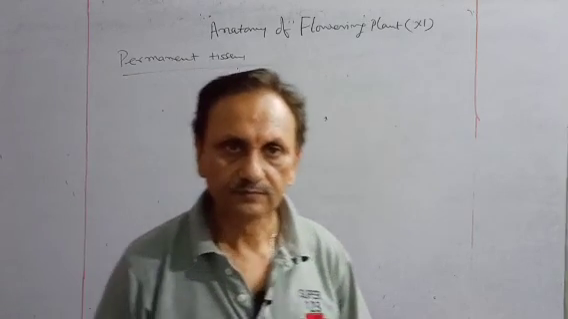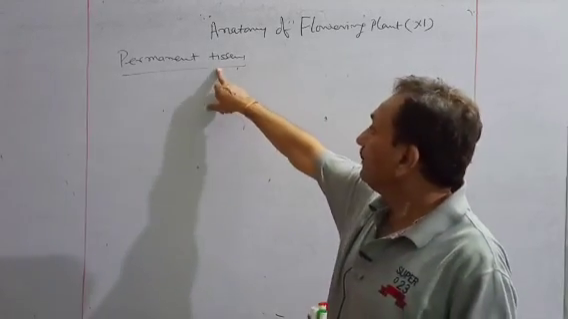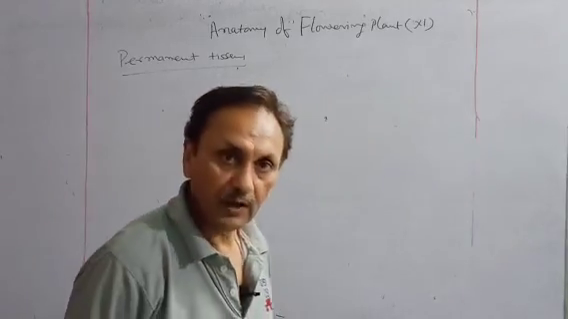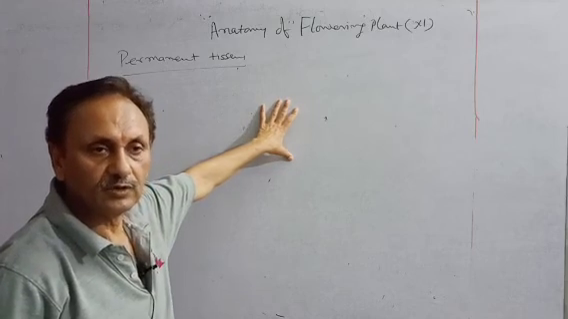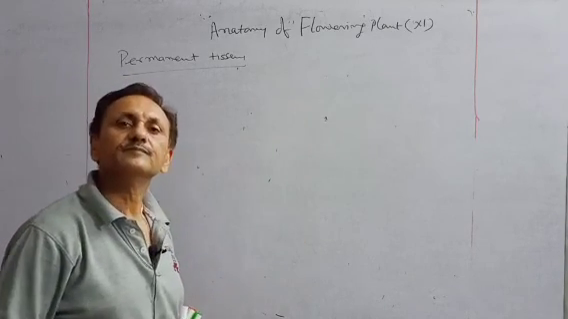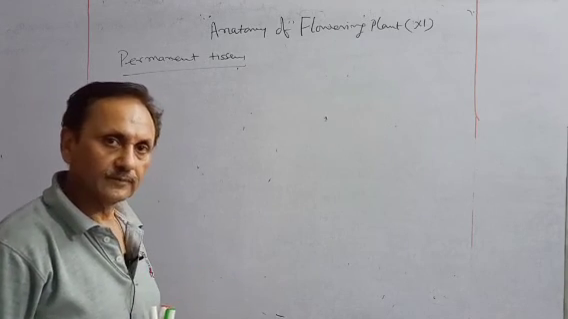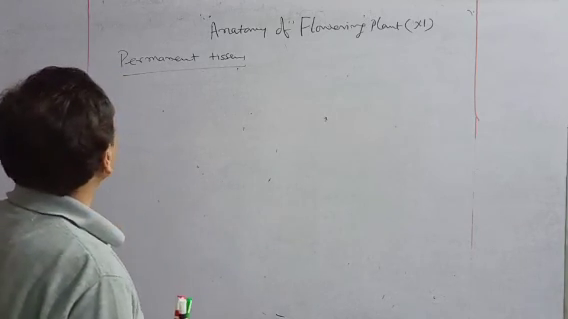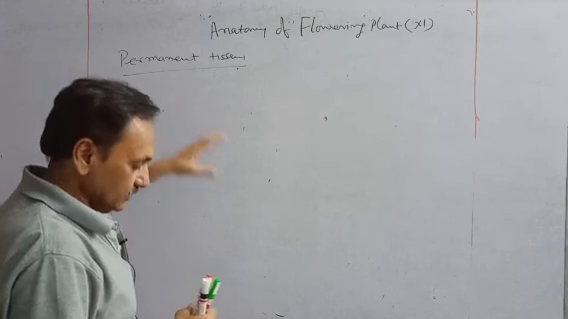Good morning, students. Today we will discuss the permanent tissues of the anatomy of flowering plants. In the previous lecture, we discussed the meristematic tissue, its types, its location, why the particular tissue is called meristematic tissue, and what are its characteristic features. Now, today we will discuss the permanent tissue.